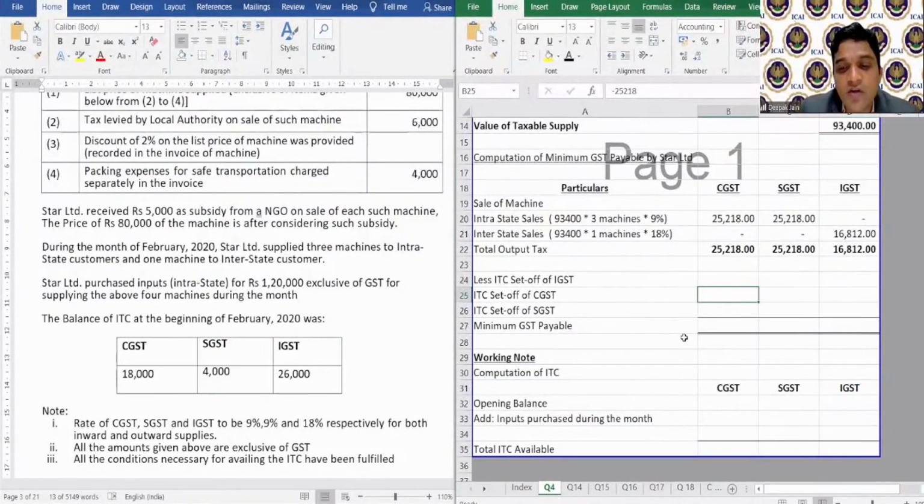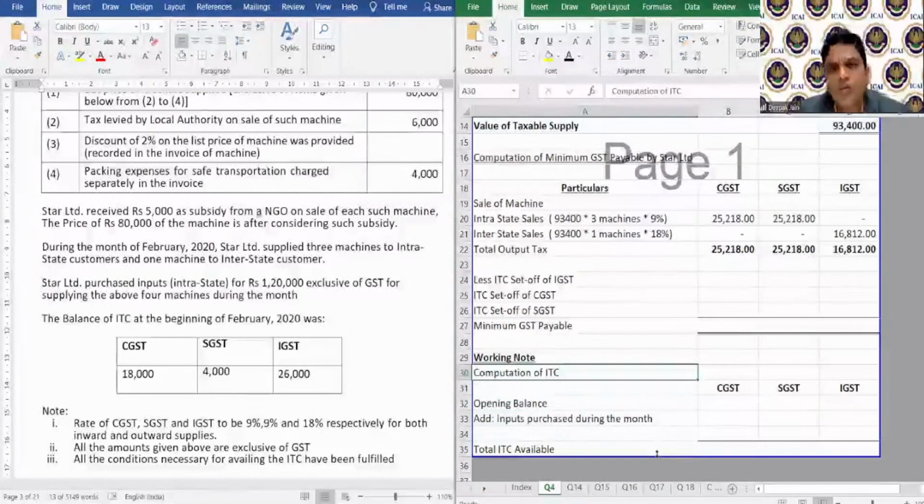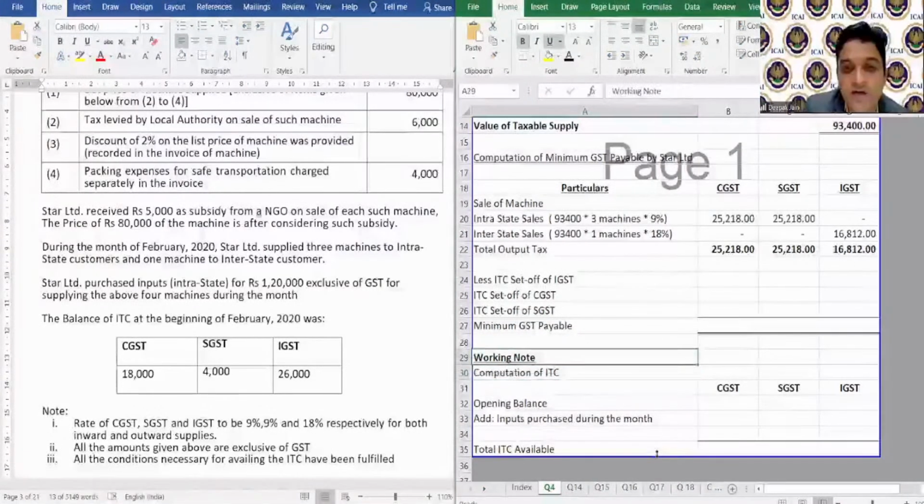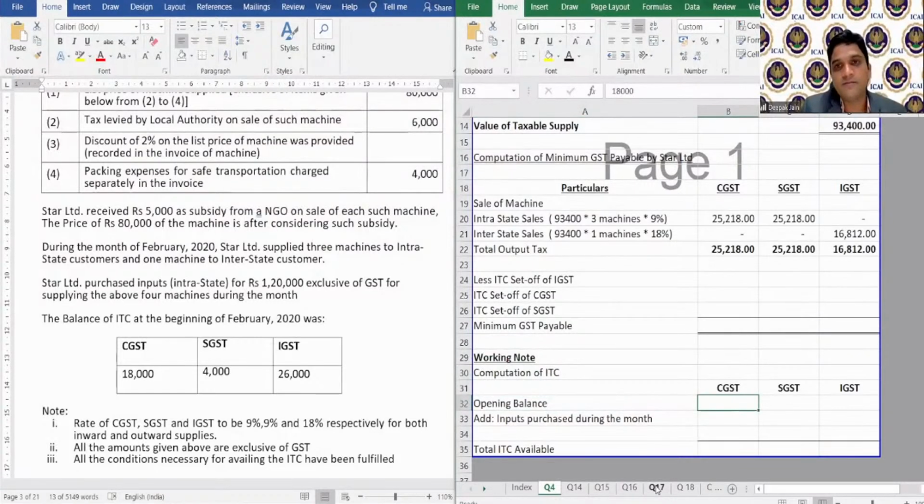Now, ITC, what will offset? How much is the ITC? First, we have to do a working note. A lot of working notes we have to do in the exam. Here I'm explaining, but you have to have that practice. Only then will you get to know what working note is required. Working note, computation of ITC. They've given the opening ITC: CGST 18,000, SGST 4,000, and IGST 26,000 rupees.